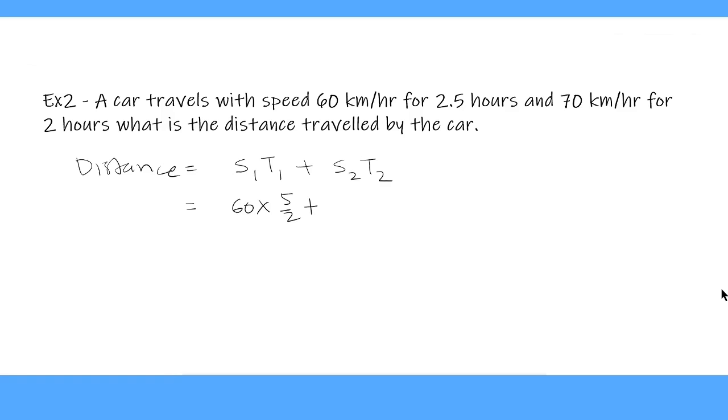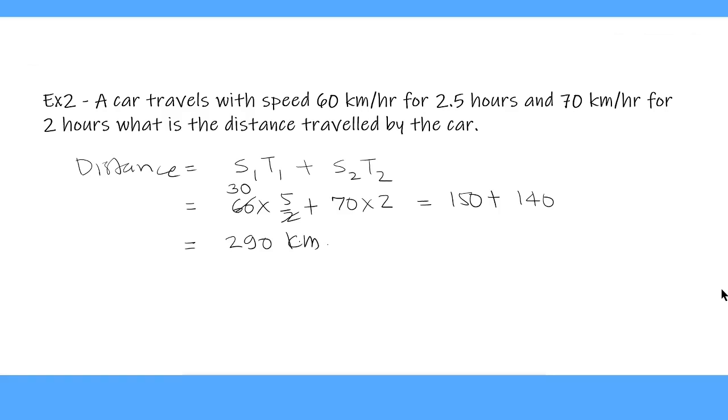Plus in the second part, the speed is 70 km per hour and time is 2 hours. So we calculate like this. We cancel the denominator 2 and the numerator 60, since 2 divides 60 thirty times. So this is equal to 30 multiplied by 5, which is 150, plus 70 multiplied by 2, which is 140. This gives us 290 kilometers. So the distance traveled is 290 kilometers.